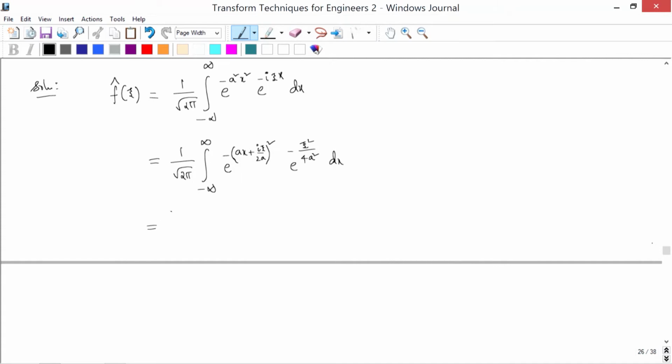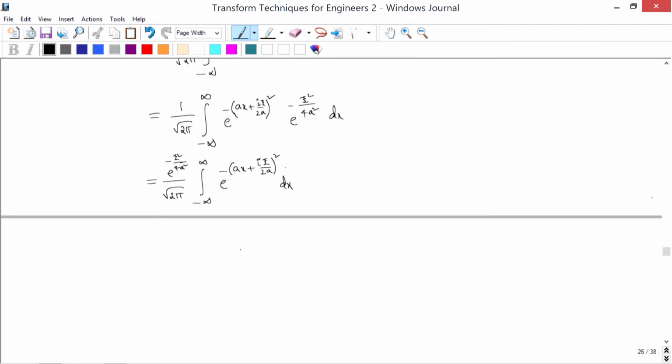So this is equal to 1 by root 2 pi, minus infinity to infinity. This has nothing to do with the x variable, so I can take it out. So you get e power minus xi square by 4a square, times the integral from minus infinity to infinity of e power minus (a x plus i xi by 2a) whole square dx. So I am doing integration with respect to dx.